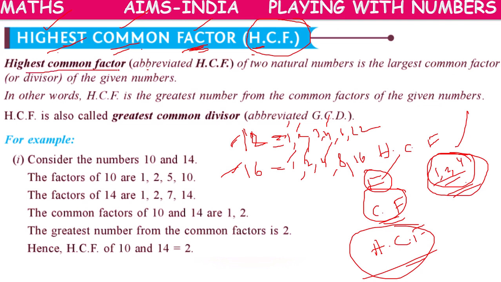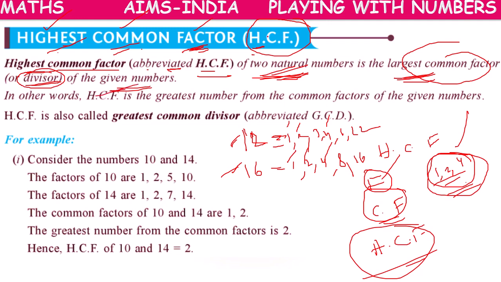So the highest common factor, the abbreviation of which is HCF, of two natural numbers is the largest common factor or divisor of the given numbers. So the largest common factor of given two numbers, or largest divisor of given two numbers, is considered as the HCF of the two numbers. In other words, HCF is the greatest number from the common factors of given numbers.